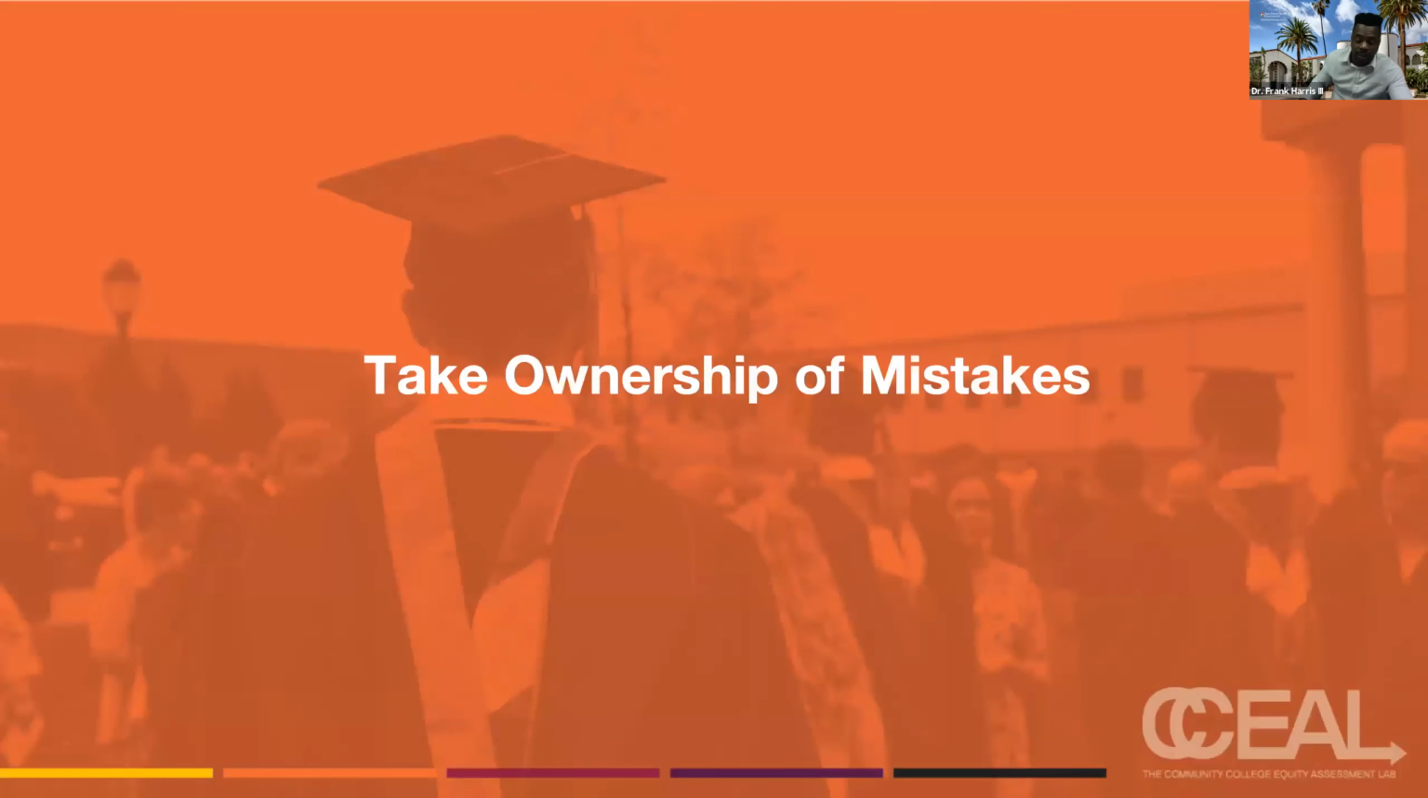And then the last one is we have to take ownership of our mistakes. We're all going to screw up at times. And when that happens, we shouldn't avoid it. We shouldn't be defensive. We need to be humble and accept personal accountability for what we've done.